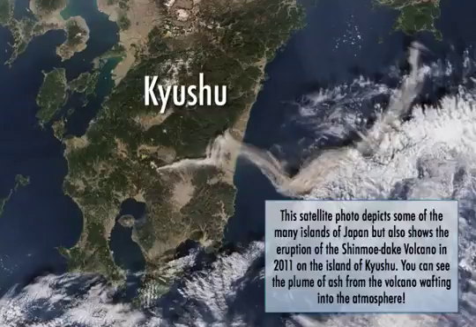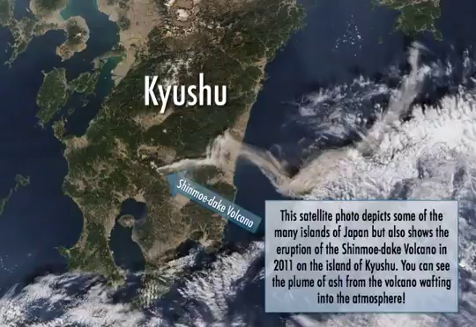But there's another way that the Japanese people have to contend with the physical features of Japan. Let's go back to that satellite image we looked at earlier. On the satellite image, you can actually see a plume of ash rising from an active volcano. 10% of the world's active volcanoes are located in Japan.